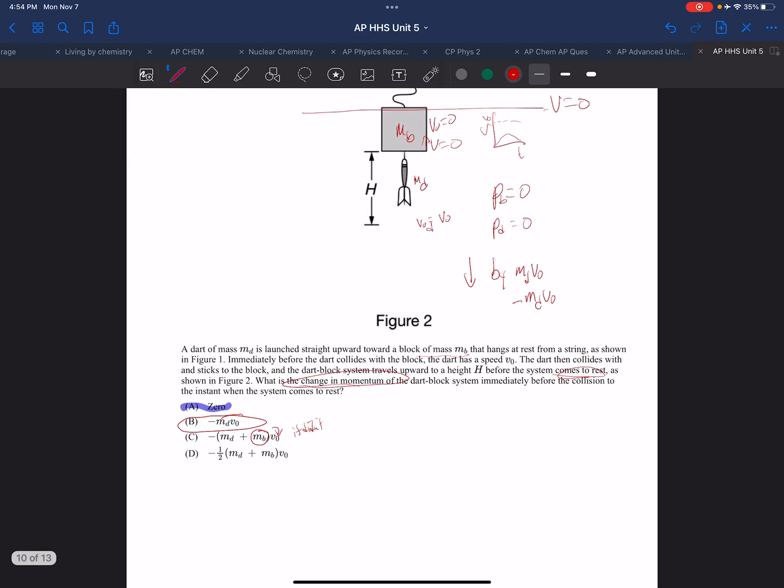And this other one here, again, says there's something to do with the mass of the block being multiplied by the initial velocity. At no time did it ever have the initial velocity. So it's choice B.